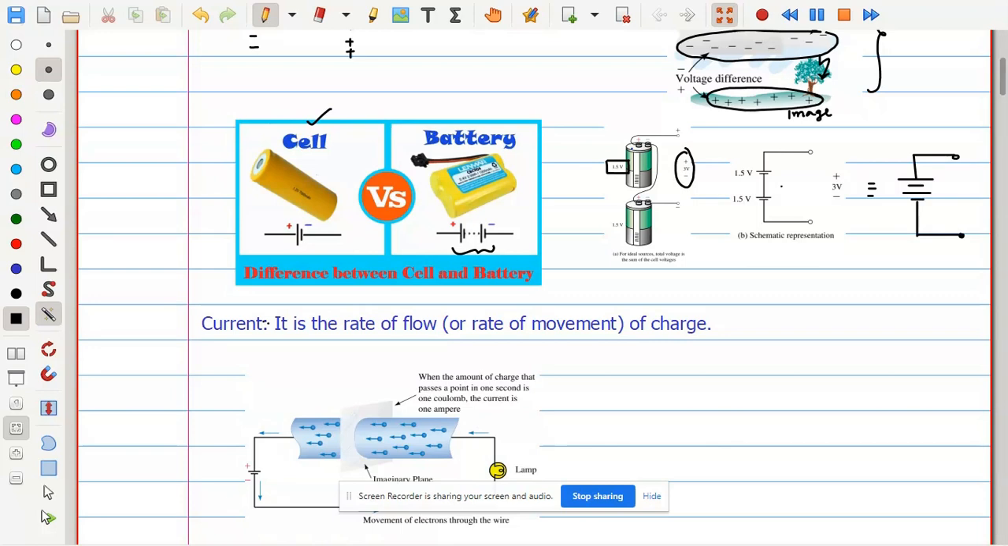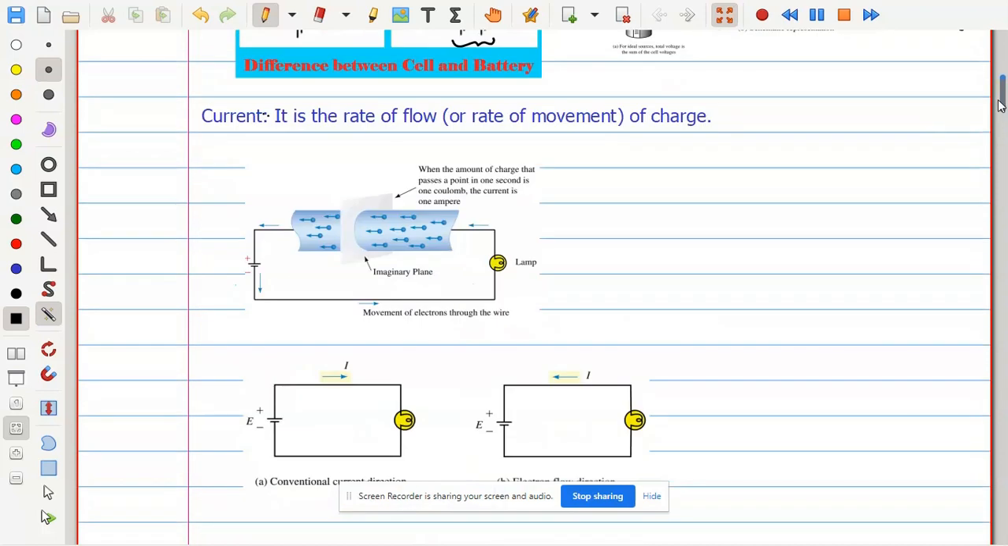So the terminology which we handle in our systems is cell and battery. A cell is a single cell where you usually have 1.5 volts, whereas a battery is a combination of cells. Clear? That is one thing I want to emphasize from the voltage point of view.